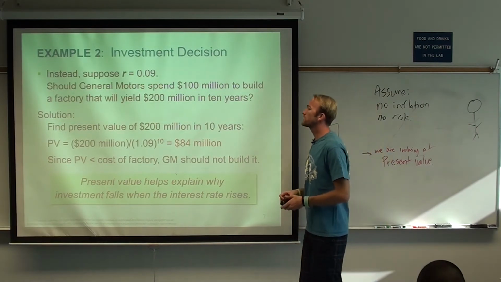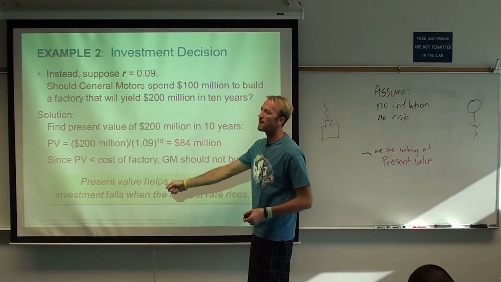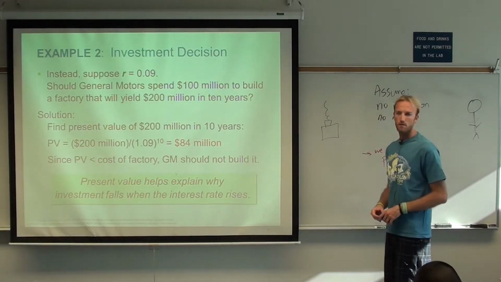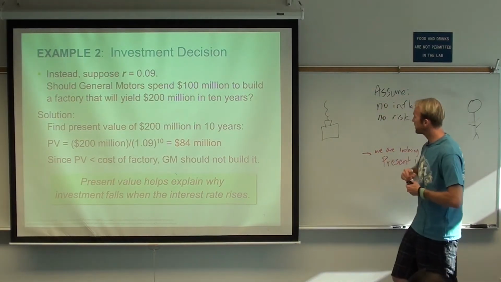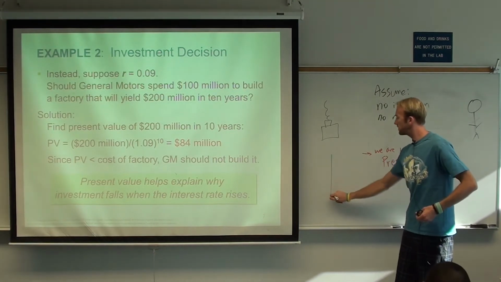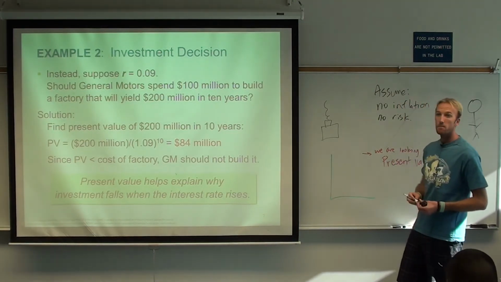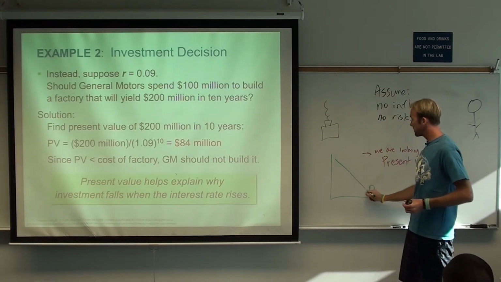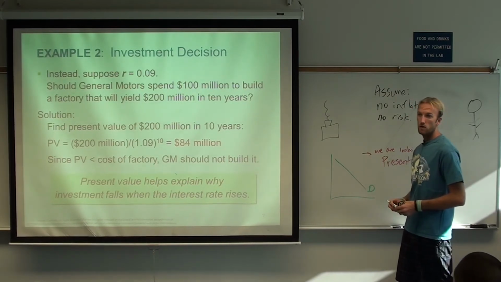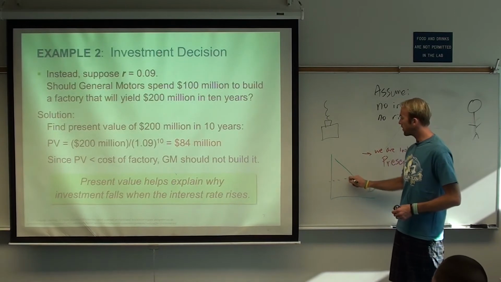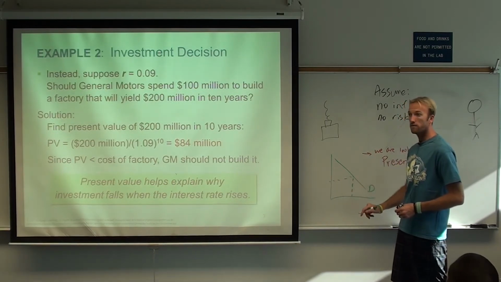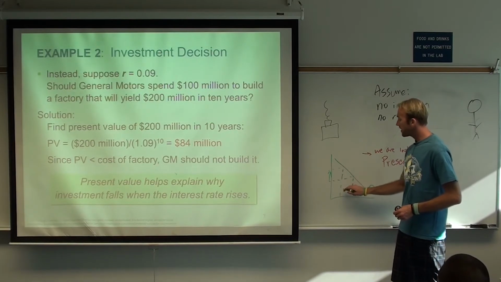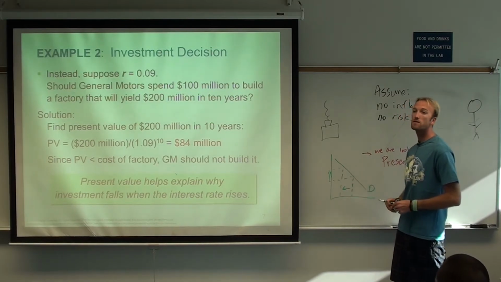This, I think, is kind of cool because it helps us understand why investment goes down when the interest rate goes up. Right? If I remember in the market for loanable funds, the demand curve goes down. Right? Which tells me if I have a low interest rate, I have a high quantity of funds. But as my interest rate goes up, the quantity of funds demanded goes down.